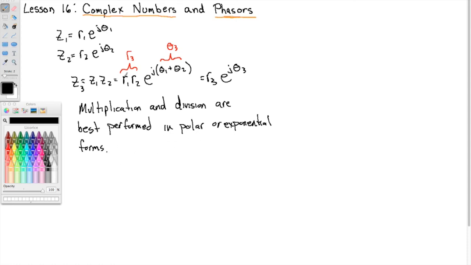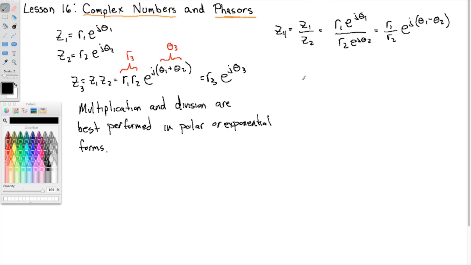Right, if you wanted to look at division, let's take a look. Z4, let's say, is Z1 over Z2. How would that division work? Well, we would take R1 e to the j theta 1 divided by R2 e to the j theta 2. So we've got R1 over R2, and what happens to the powers here? Same base, subtract. So you see in division, the magnitudes divide, the angles subtract. It's very simple in exponential form.